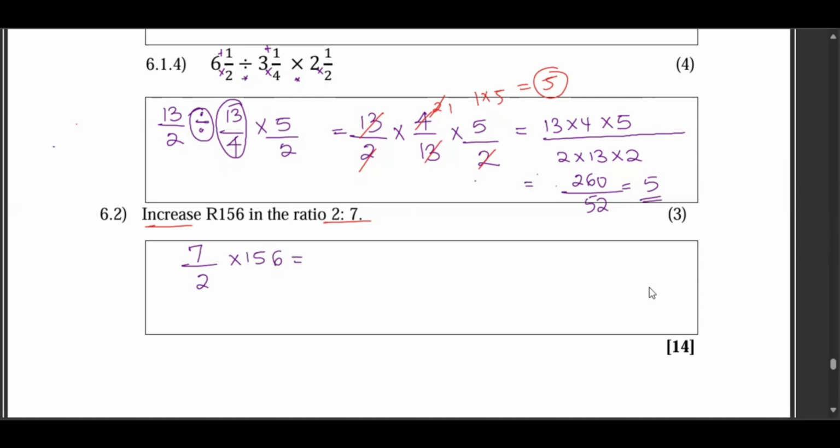So here the answer became 500. By the way, the moment you hear increase, that means this number has to go up. Should you get a lower number, just know your answer is wrong.